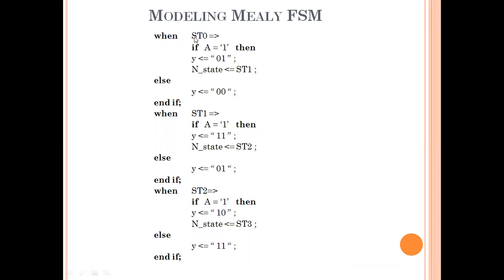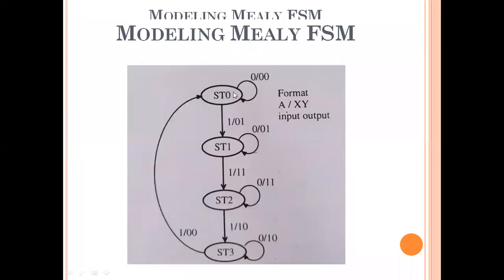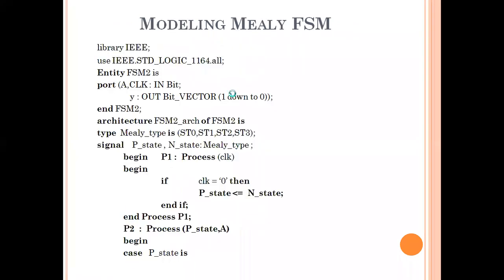When on the state 0, if a is equal to 1, input is 1, then y, the output signal, is assigned as 01, and the next state is assigned as state 1. Else y is assigned as 00. Else means a is considered as 0, and the output is 00, and the state is the same, right?